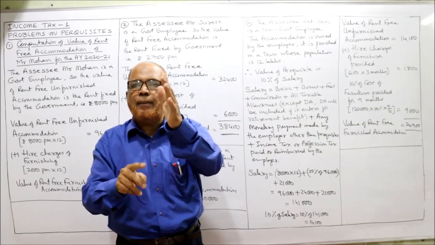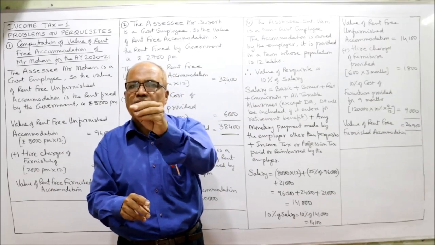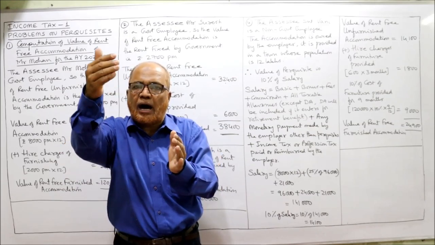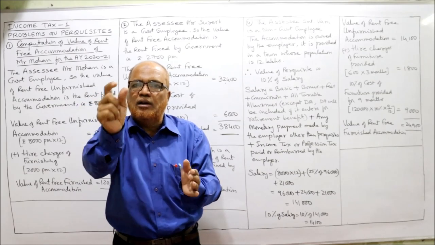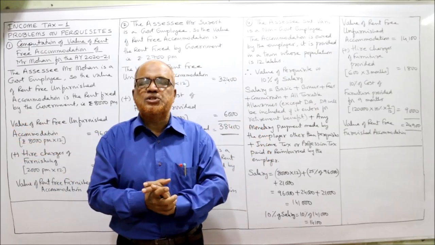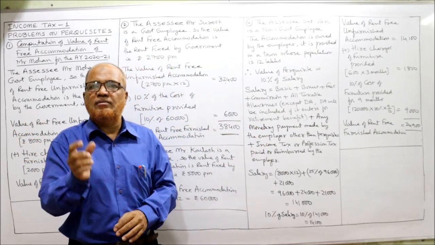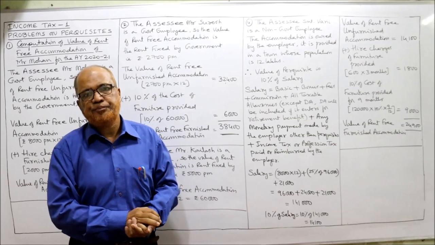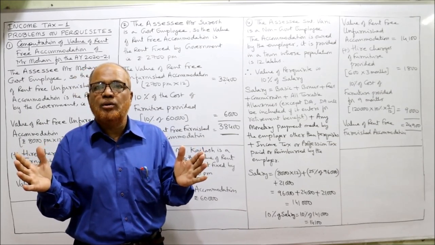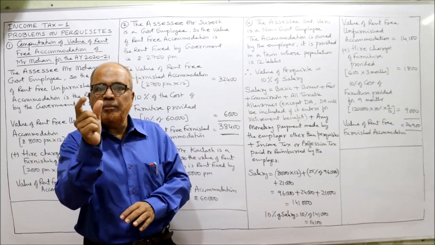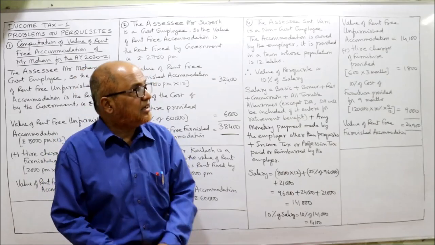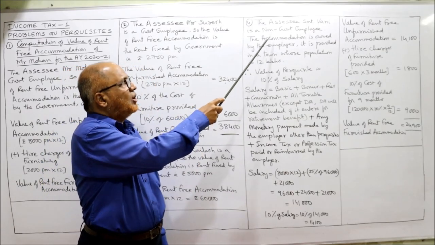Small town, up to 10 lakh population, 7.5%. Medium town, more than 10 lakh but up to 25 lakh population, 10% of salary. More than 25 lakh, big town, 15% of salary. Now in our problem it is given 12 lakh is the population. 12 lakh means more than 10 lakh, it's a medium town. So for a medium town, 10% of salary is the value of the perquisite. So the presentation will be: the assessee Srimati Vani is a non-government employee.